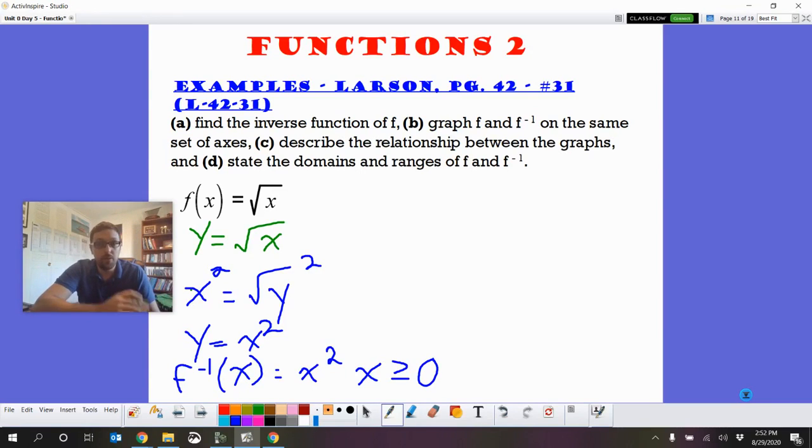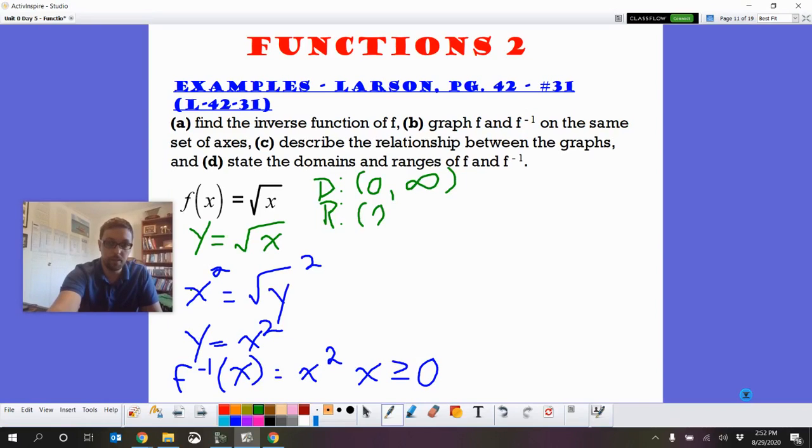So the relationship is they're reflected over the line y equals x. The domain and range: for f of x, its domain goes from 0 to infinity, and the range also goes from 0 to infinity. Oh, those are supposed to be hard brackets. They shouldn't be parentheses, is what I'm trying to say.